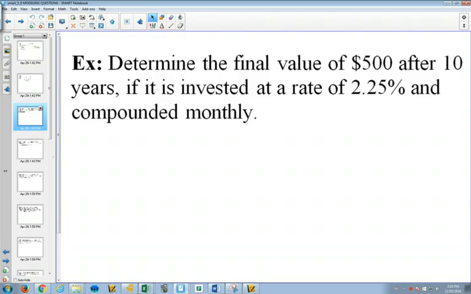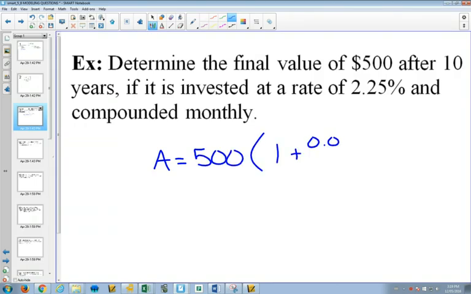Determine the final value of $500 if after 10 years it's invested at 2.25% compounded monthly. So we go to our formula and we just have to practice what things mean, what are we trying to solve for. So we want to know the amount. The principal P is 500. The interest rate in this formula is always written as a decimal. If it's compounded monthly, the n value in the formula is the number of compound periods per year. So how many periods per year would there be? 12. And we're looking after 10 years.